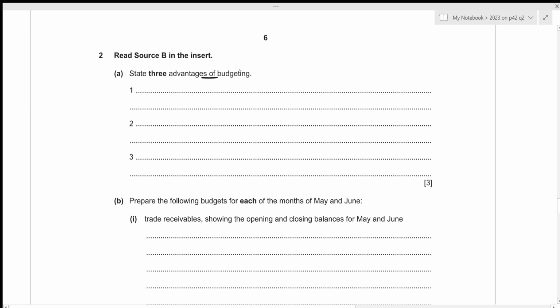So the very first advantage of budgeting is that there will be coordination among the plans of different departments, because all of the departments' goals will have to align in order to achieve the organizational goal. Let's write it down. Coordinate plans of different departments.